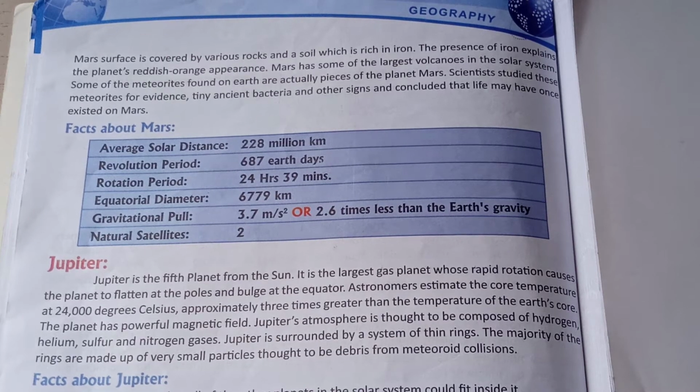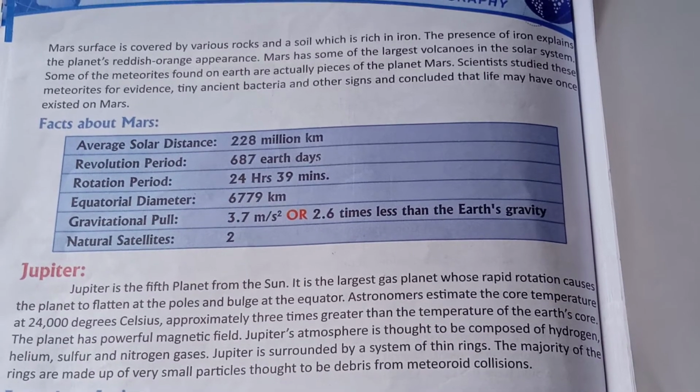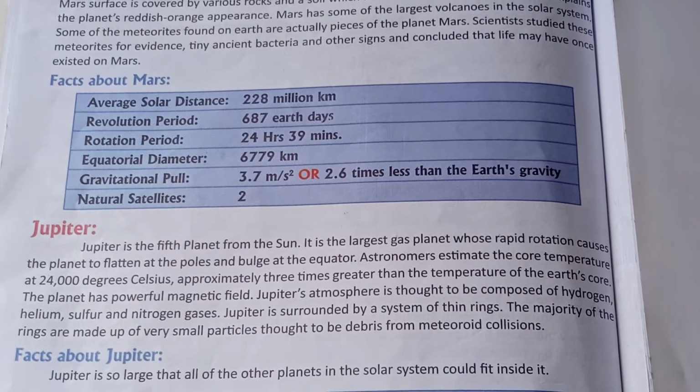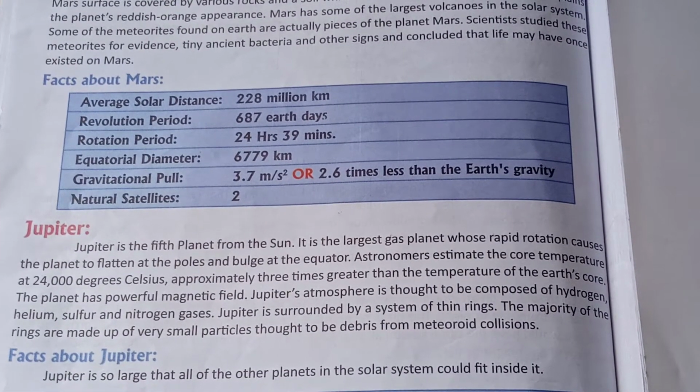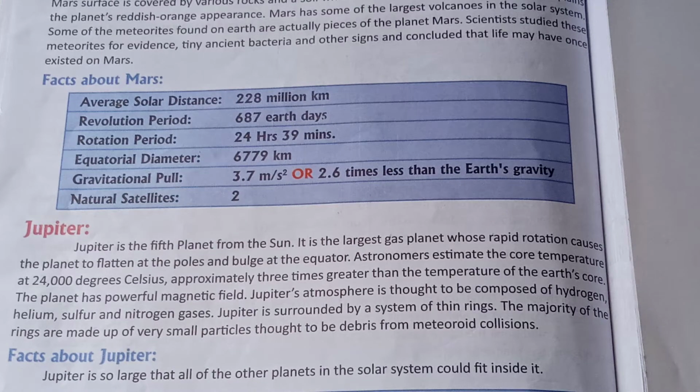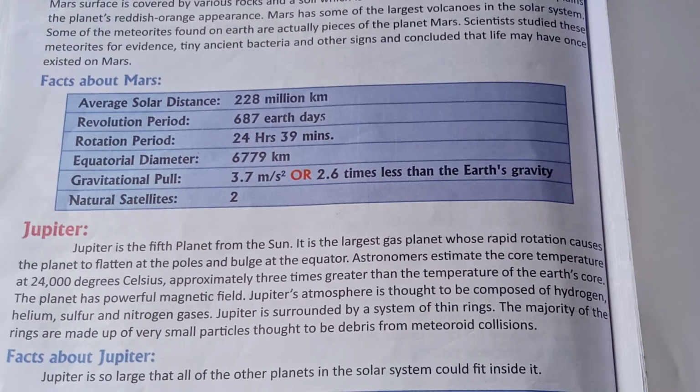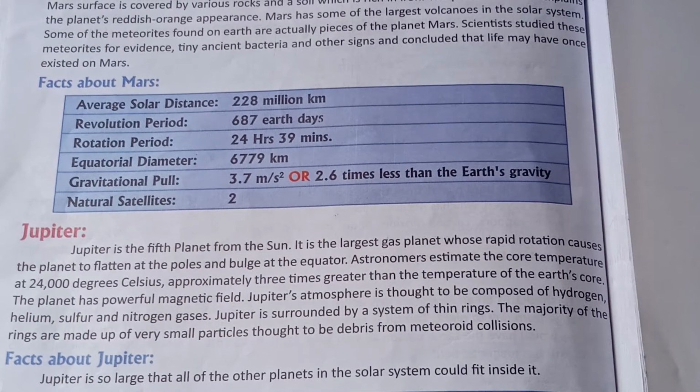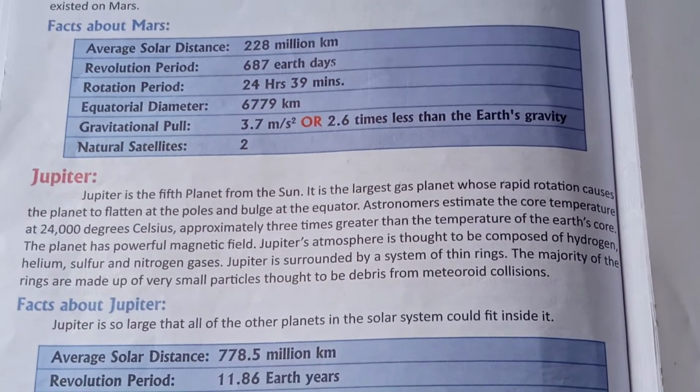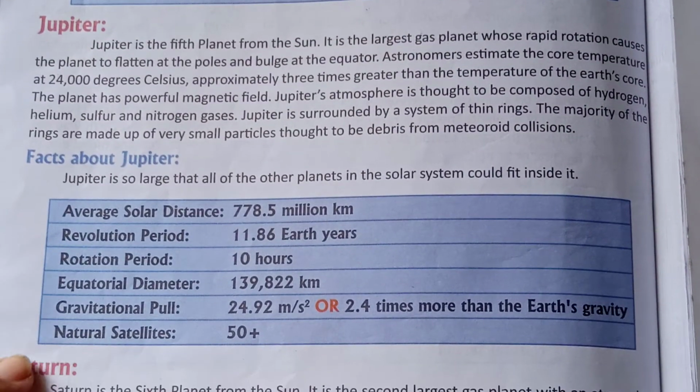Jupiter is the 5th planet from the Sun. It is the largest gas planet whose rapid rotation causes the planet to flatten at the poles and bulge at the equator. The other information about Jupiter is given in this table of facts about Jupiter.